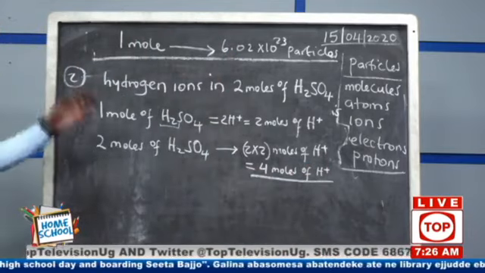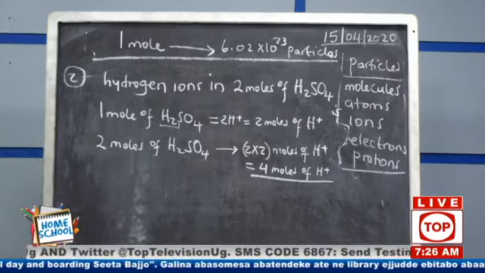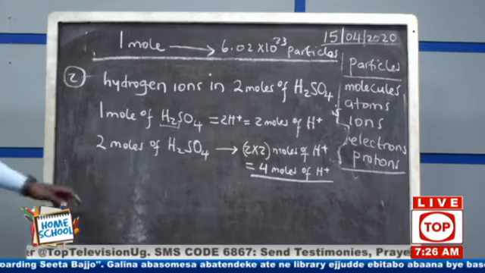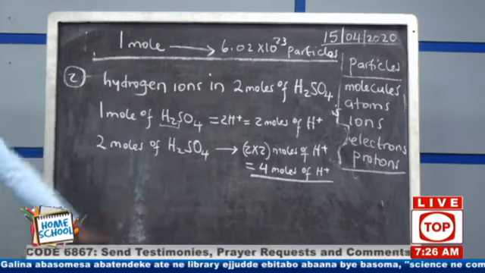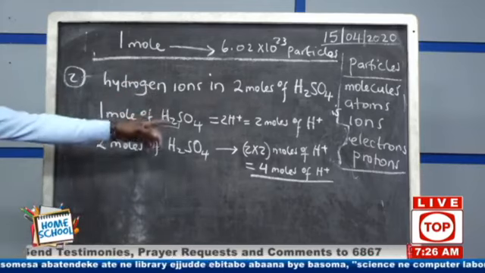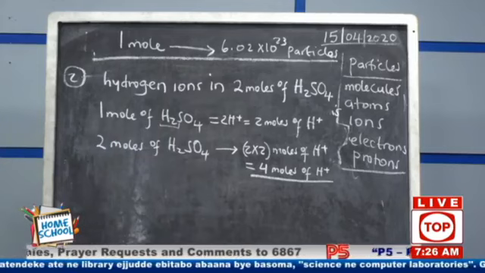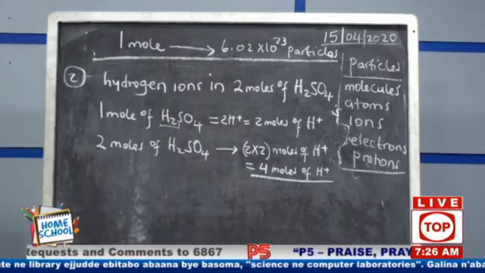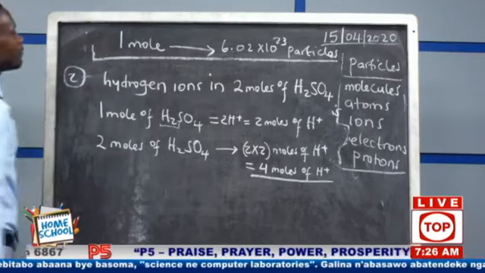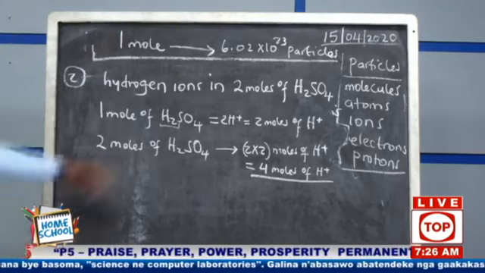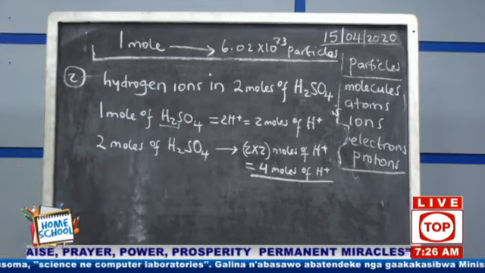We have to first look for those moles of hydrogen ions. The question is asking us to find the number of hydrogen ions in 2 moles of sulfuric acid. So that means we go back to our concept. Now we need those particles, and the particles are the ions.